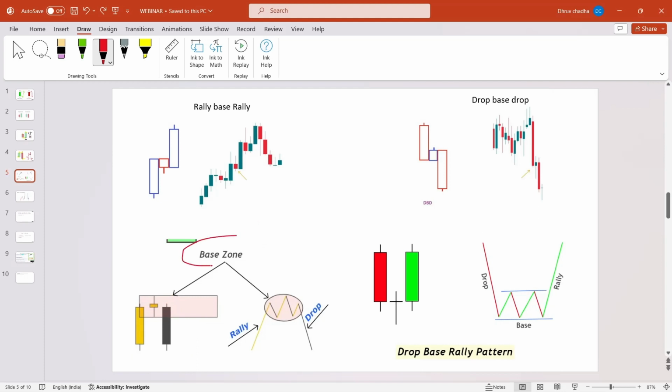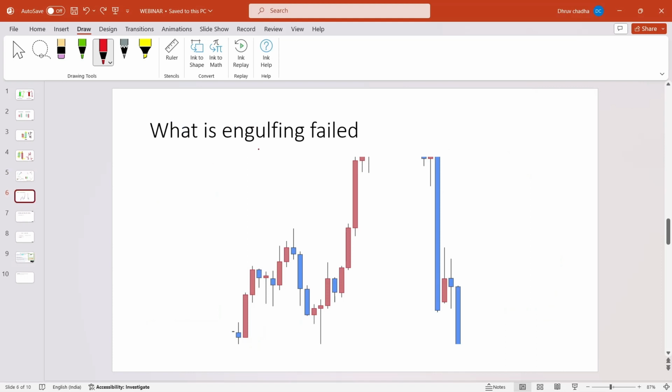So the engulfing concept that we are using is just a part of the supply and demand concept. Okay, and now we are going to talk about what is engulfing failed. From the name itself, it tells us that when the engulfing zone is being ignored or failed, it is simply engulfing failed. Let me give you an example. So this is an engulfing buy, or you can say a rally base rally. So this forms up an engulfing buy.